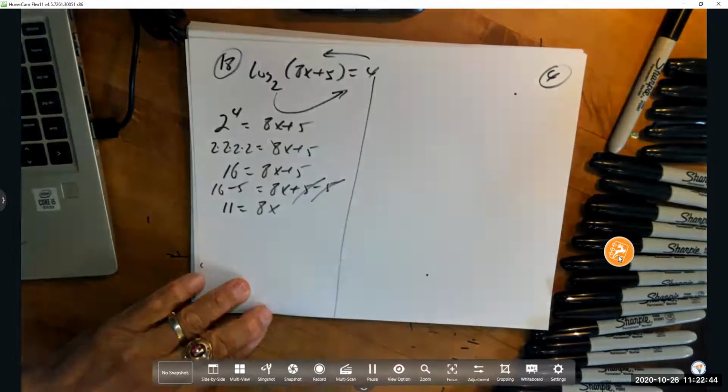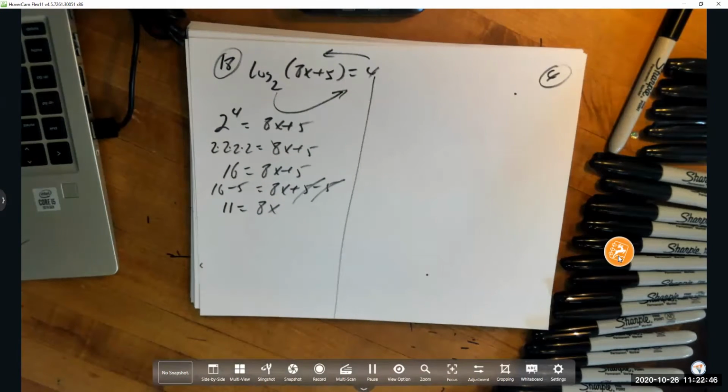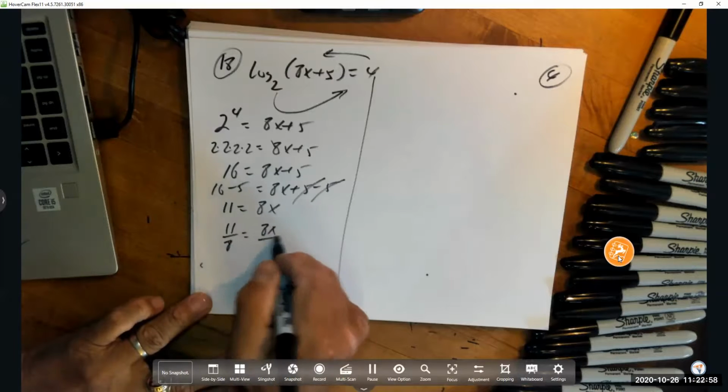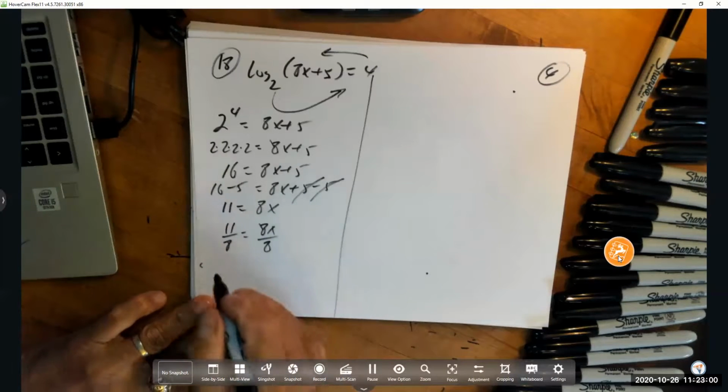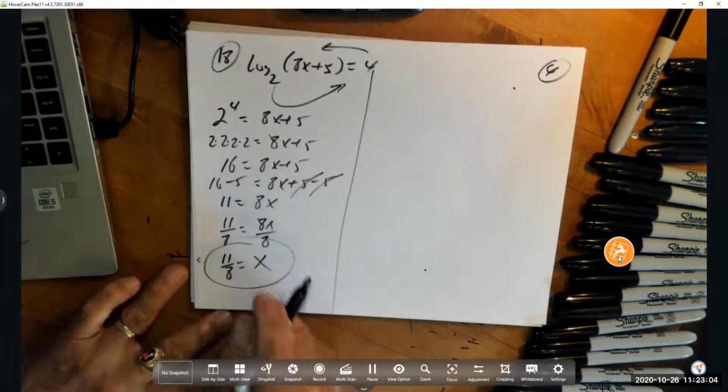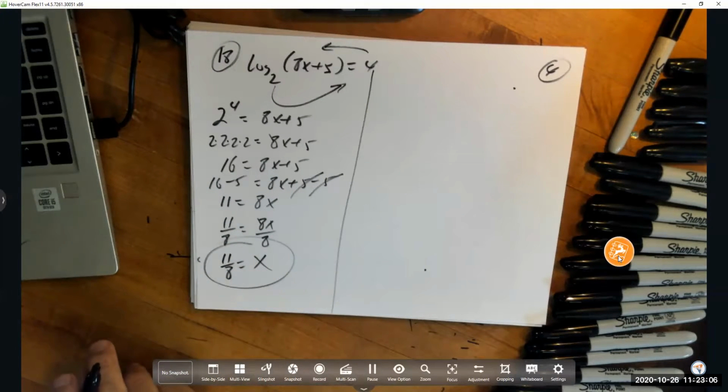And then I got one more step. Divide by what? You tell me. What's your guess? 8. Okay. This side by 8, this side by 8. So 11 over 8 is the answer, that's it, right? Now I'd have to do decimals. Leave it alone. Leave it like it is. Okay, another one. Ready?